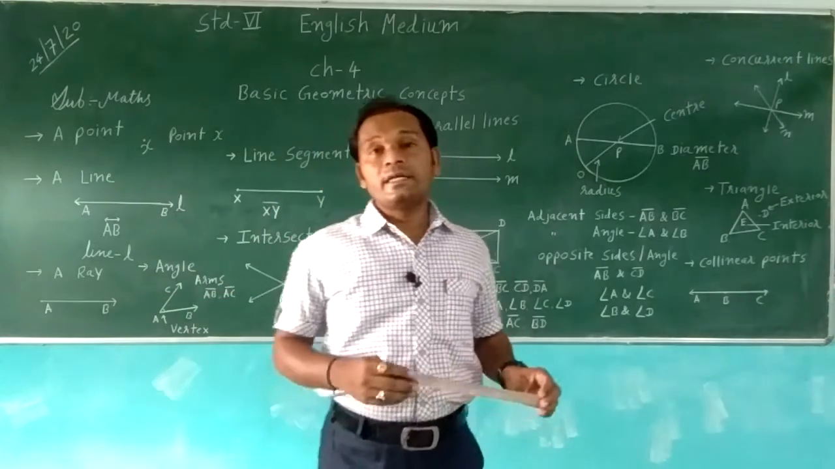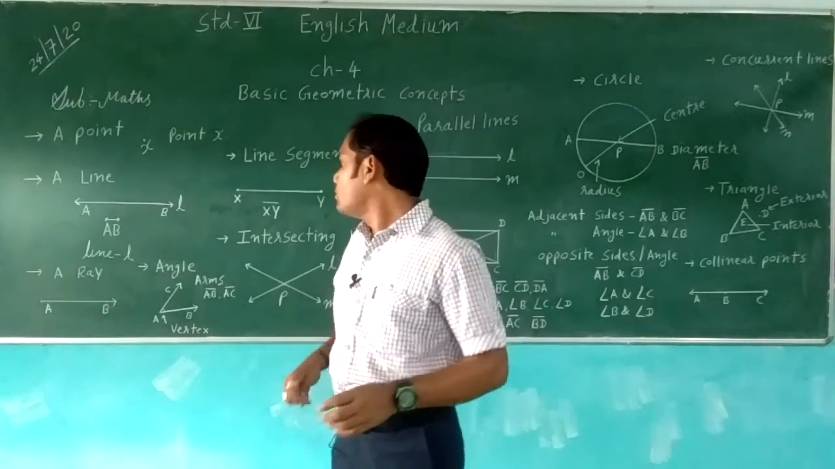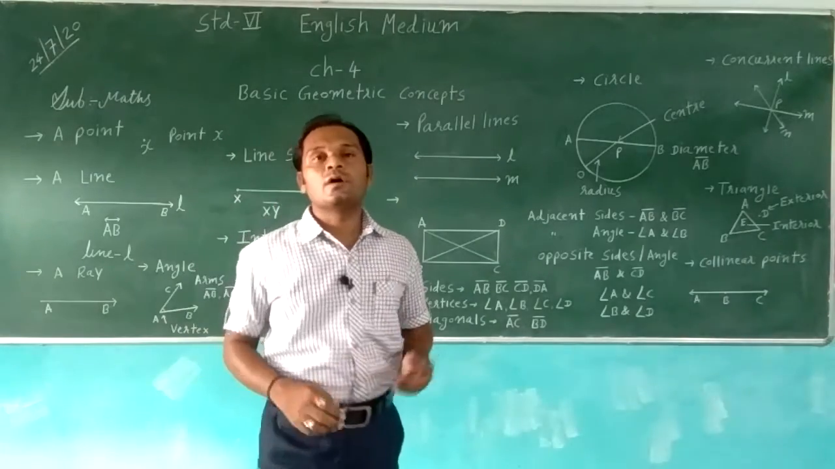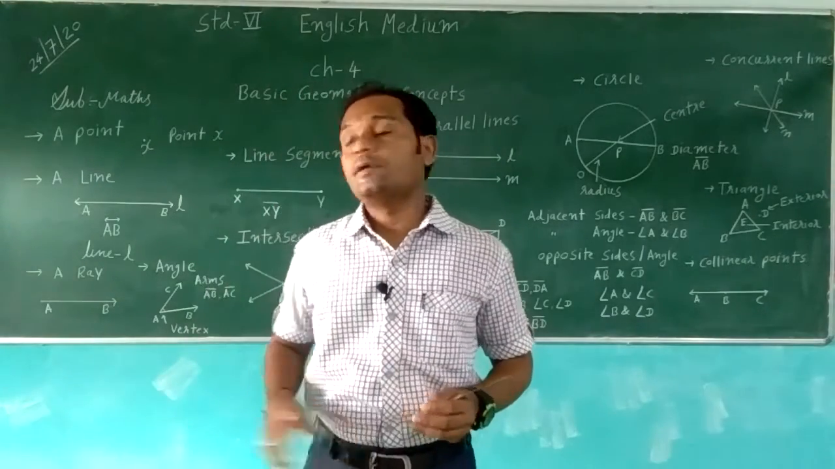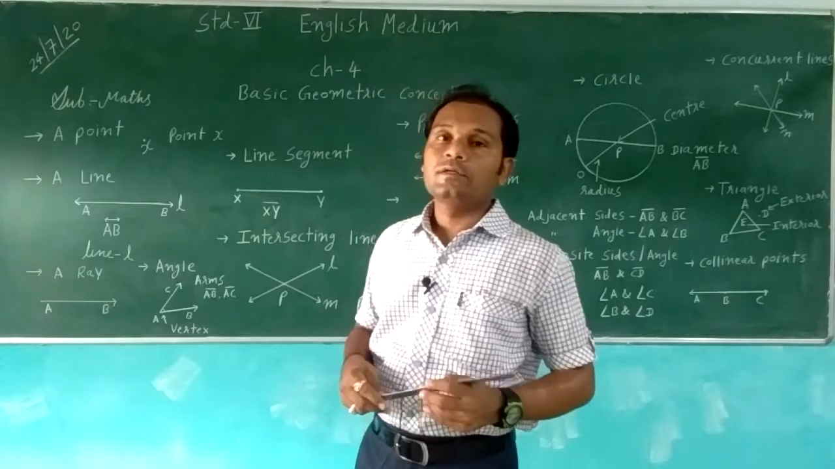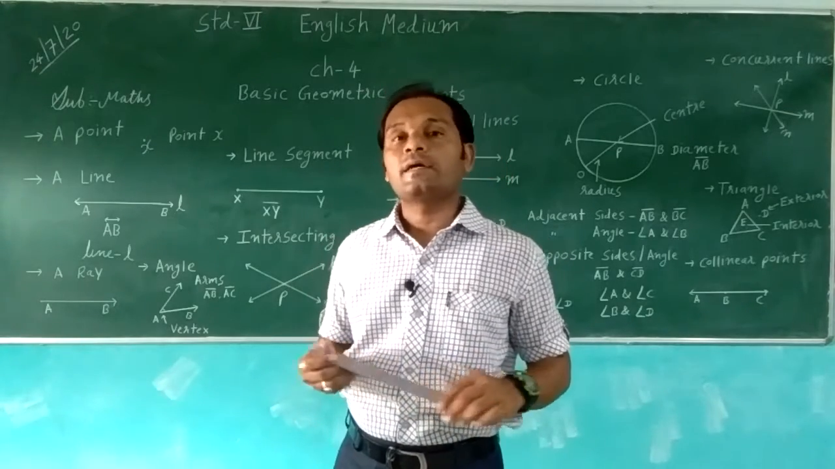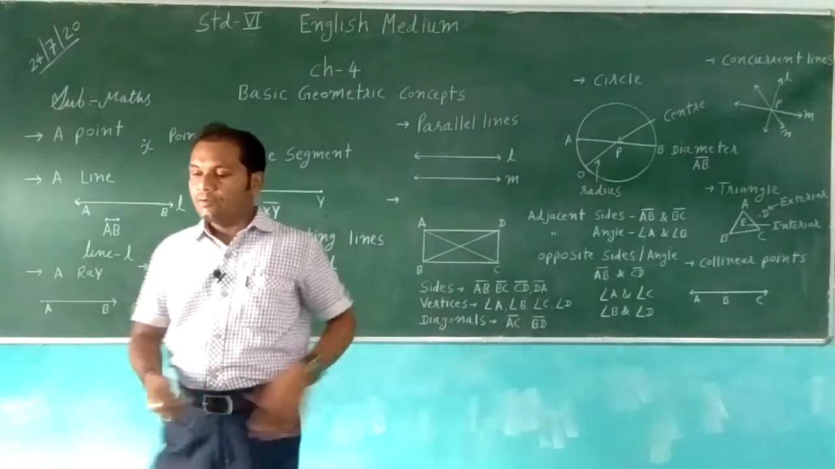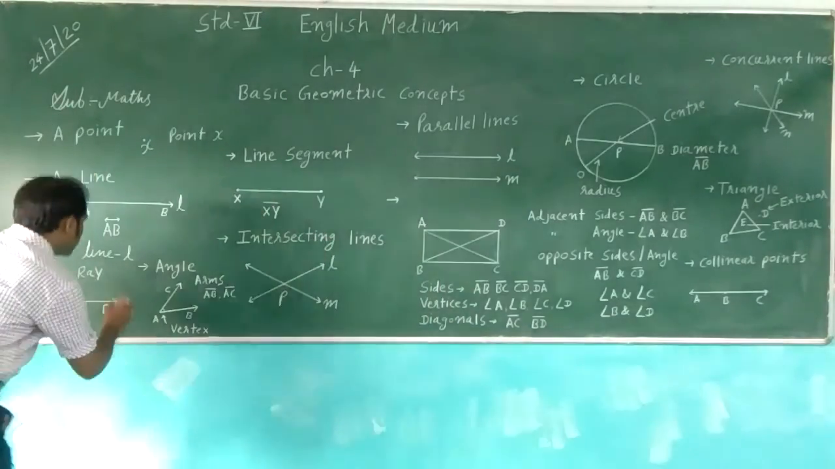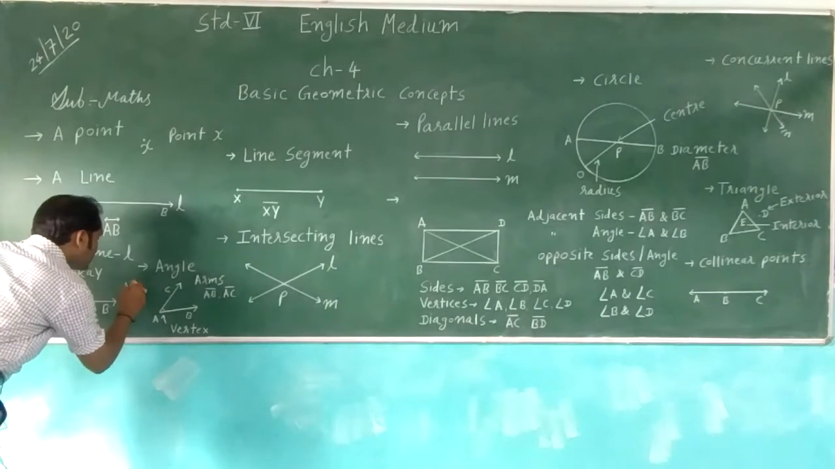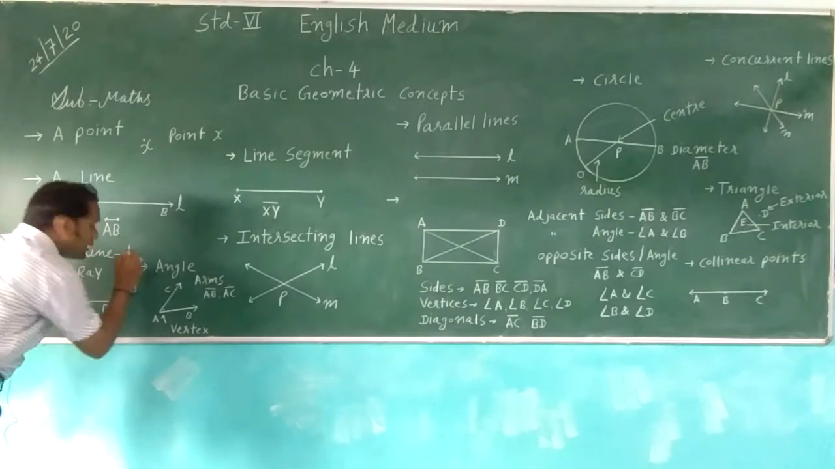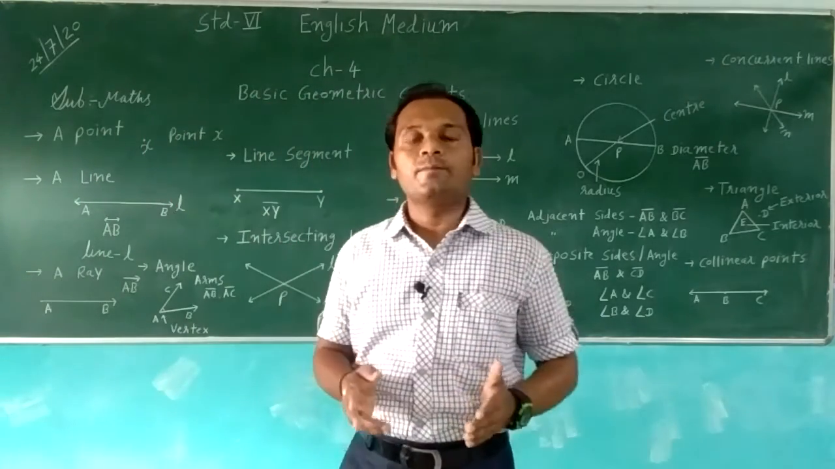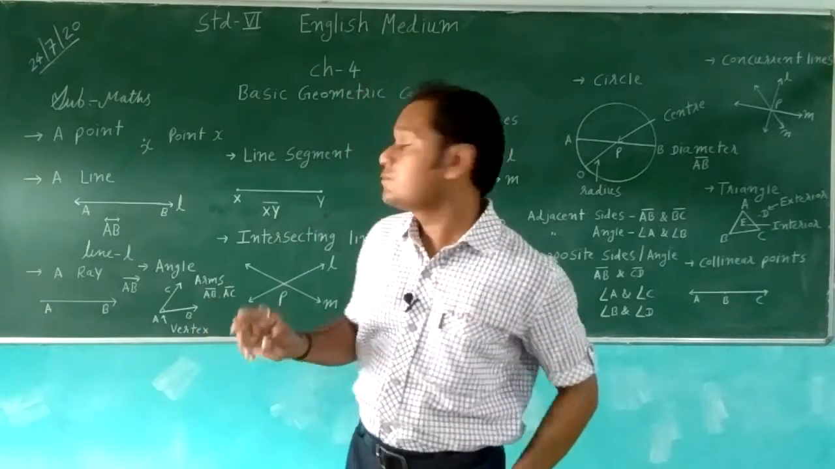A ray is there. It is moving in one direction and there is one end point. So a ray has one end point and on one side it is moving continuously, like arrows. It is read as ray AB. We can write the symbol like this, ray AB. So a ray has one end point and one side continuous.